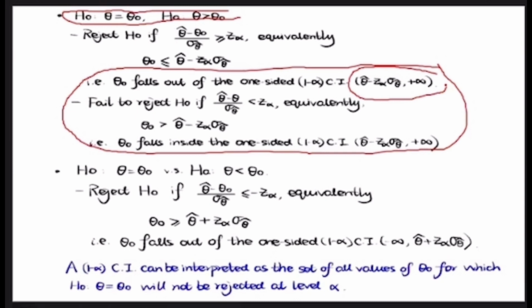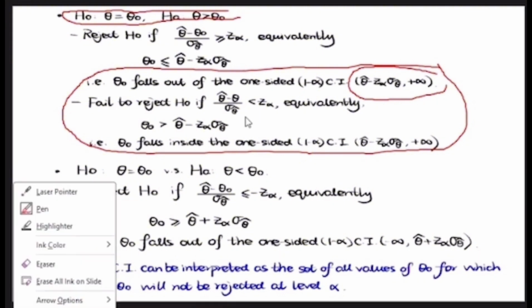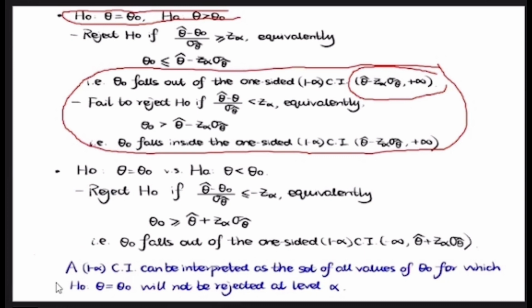Now, how do we reject? We're going to focus on theta naught again. What is theta naught? The hypothesized value specified in the null hypothesis. When it falls inside the one-sided interval, that is exactly what we're trying to say. Okay, now there's a lot of reason. There's so many things we can do. Look at this one as well.